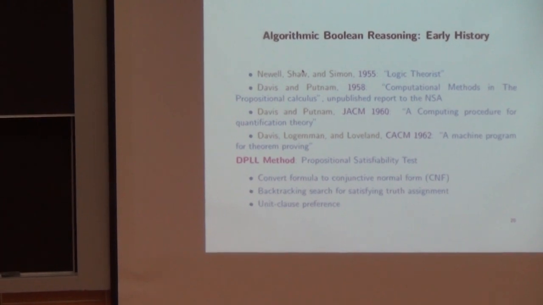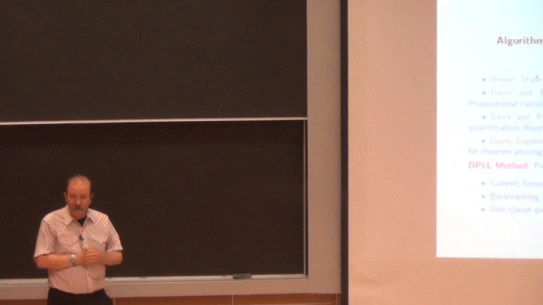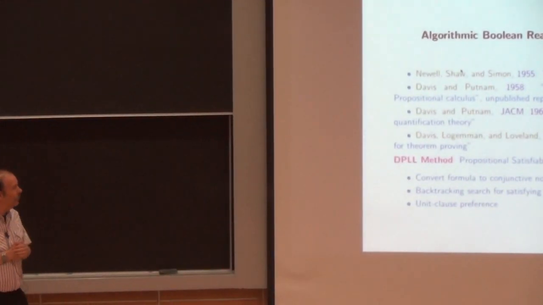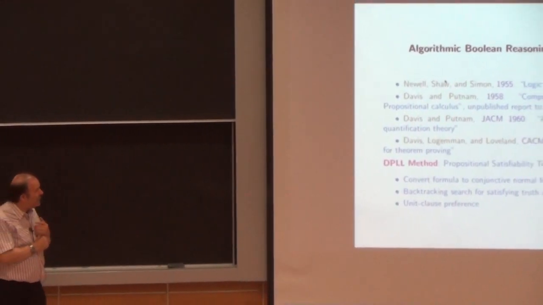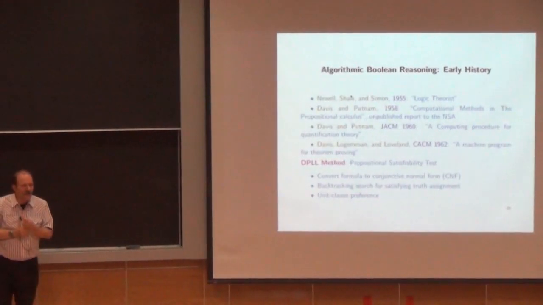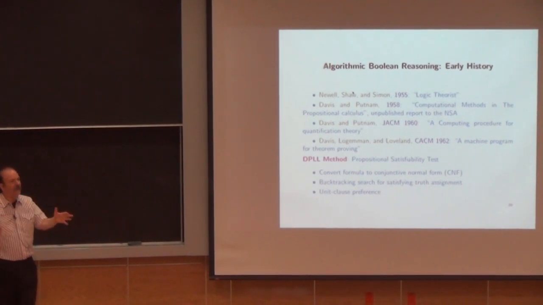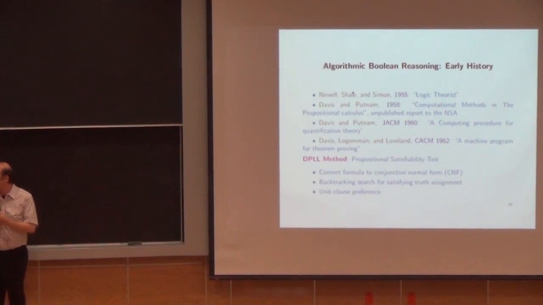So in '55, there was the first paper that built a program called Logic Theorist that did Boolean reasoning. And then amazingly, in 1958, the National Security Agency, the agency in the United States that does what we call signals intelligence, in fact, they're probably listening to this talk right now, and therefore I'm going to give them credit.